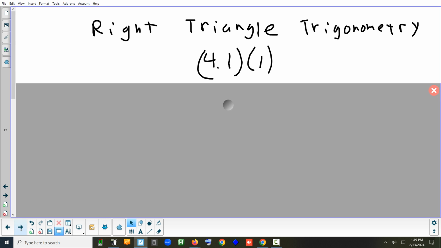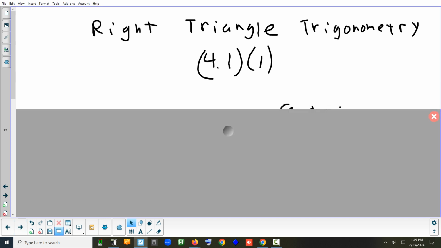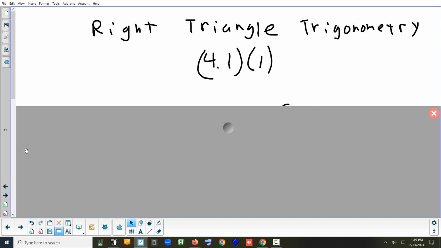All right, and the last thing for this week: right triangle trig. We're going to be doing trig like we did on the unit circle, but we're not using a circle. We're going to use a triangle. So it's the same concept, just a different way of visualizing it and thinking about it, but it's still the same thing.